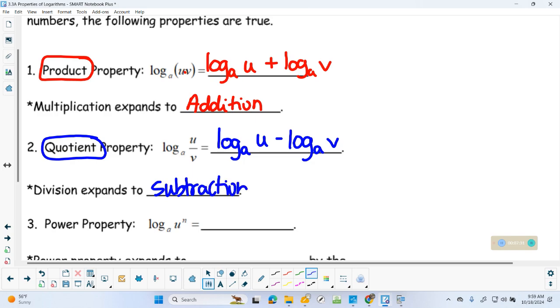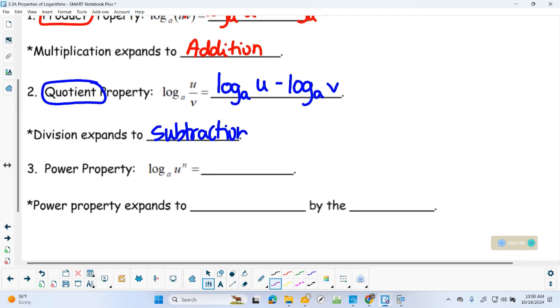Now, you're like, why are these properties even important? Like, why are we even doing anything with these properties? These come into play, especially in the next section when we start solving equations. We're going to have to try to condense or simplify some of these in order to help us solve some equations. So we're kind of working our way up to that.